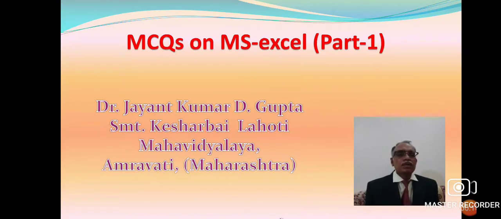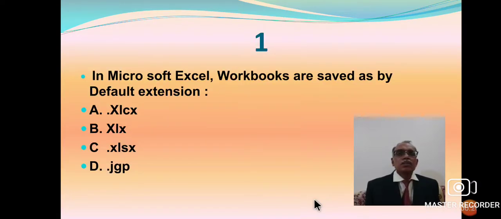Let us see question number 1 of this series. In Microsoft Excel, workbooks are saved by default with extension: A. .xlcx, B. .xlx, C. .xlsx, D. .jpg. So here the correct answer is C, .xlsx.